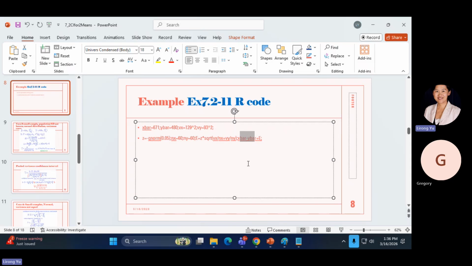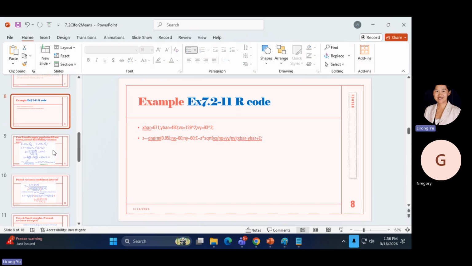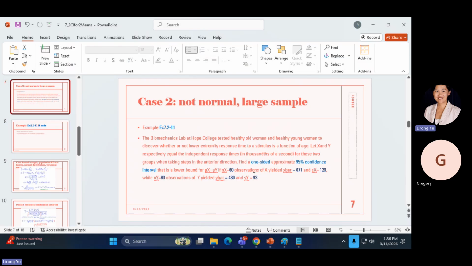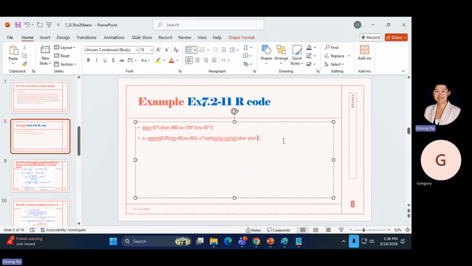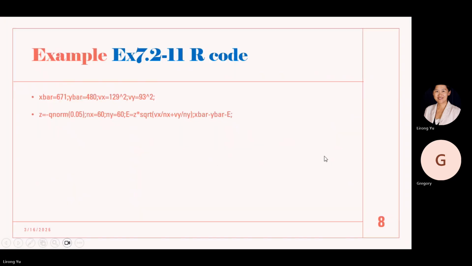X bar minus y bar is the point estimate, plus the margin of error. Then that's not right. We are looking for a one-sided approximate 90% confidence interval for the lower bound. If we want to find the lower bound, this should be a minus sign. So it's minus the margin of error. That's the correct method for the computation. Any question?